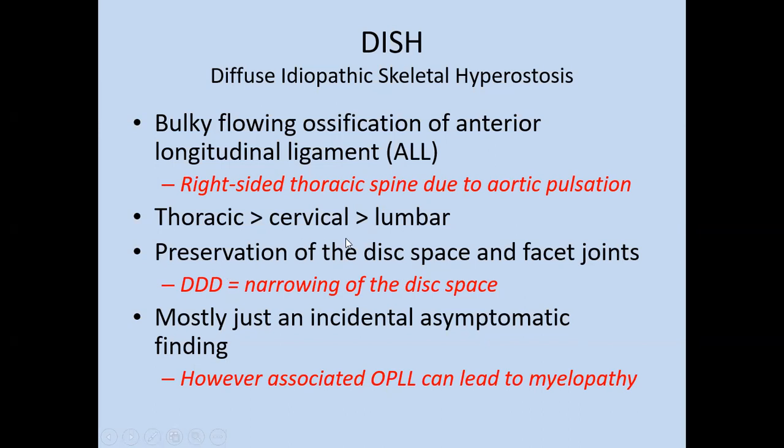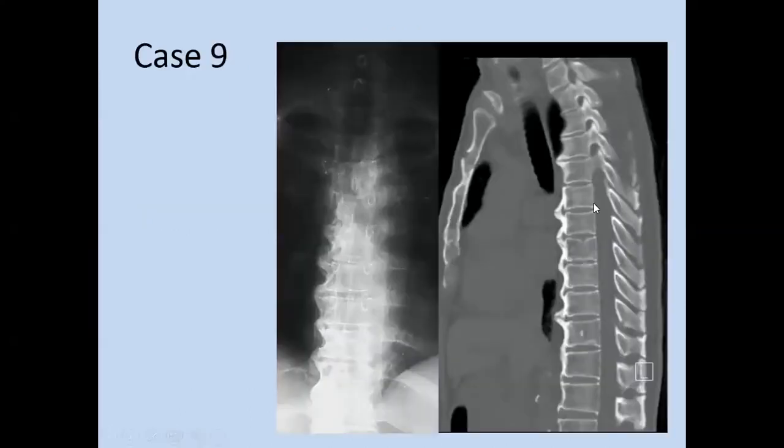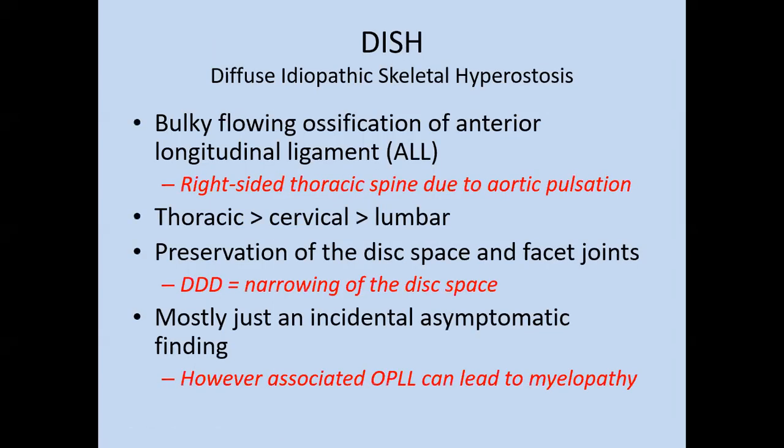Because degenerative disc disease, you will see disc degeneration and disc height loss. But with DISH, there is actually a preservation. If we go back to your case, the disc height is preserved. So this is not a degenerative spine. This is diffuse idiopathic skeletal hyperostosis.